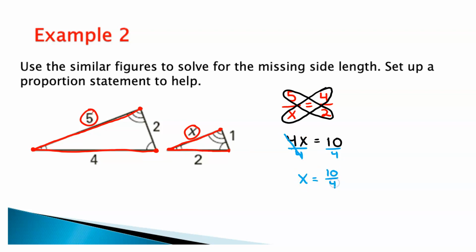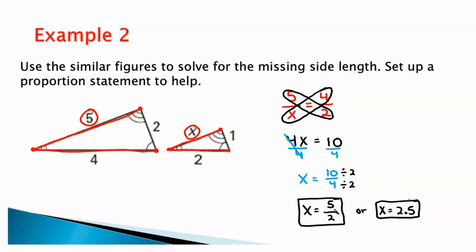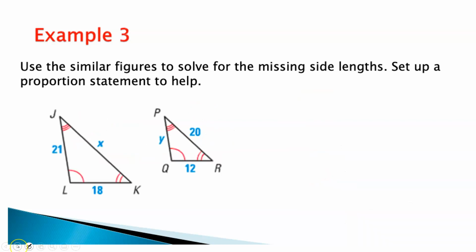I can actually do better than that. I'm going to simplify by, let's see, what can I divide by 2? 10 divided by 2 is 5. 4 divided by 2 is 2. So there we have it. That is the side length of x here. It's 5 over 2. Or if you actually divided that, you would get x is equal to 2.5. I would prefer the fraction, but it's okay if you give me the decimal. It is completely up to you. But again, that is the value of x here. That measures 2.5.